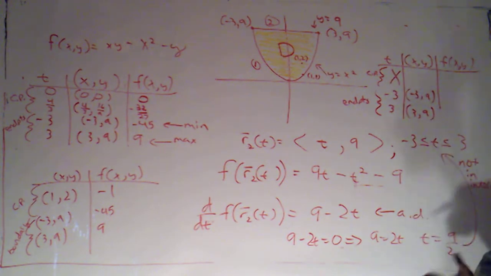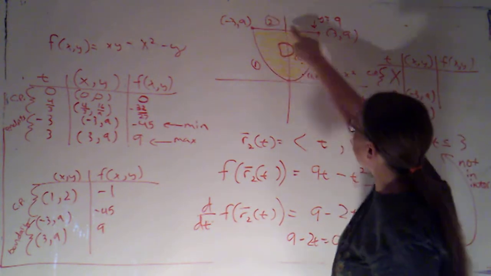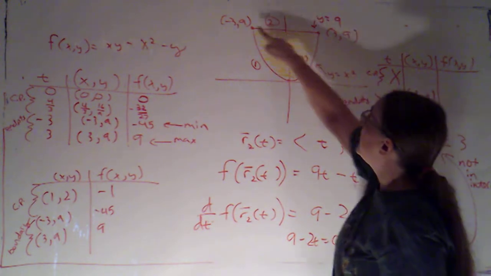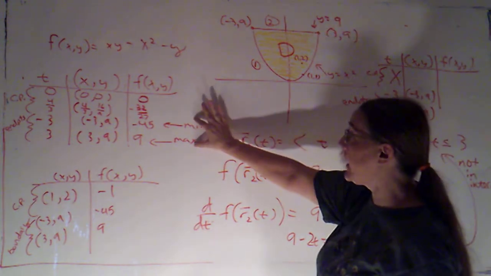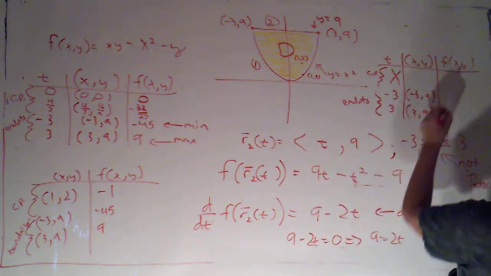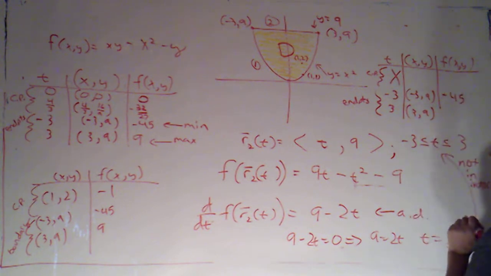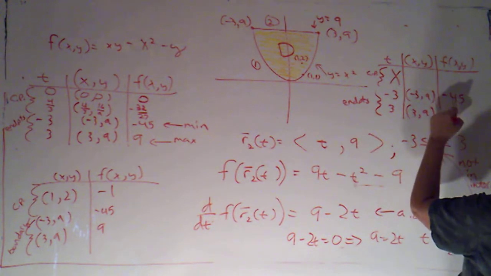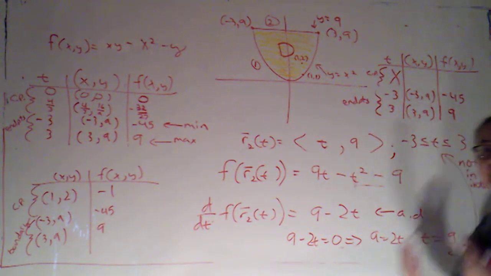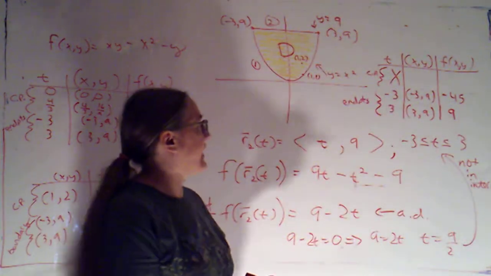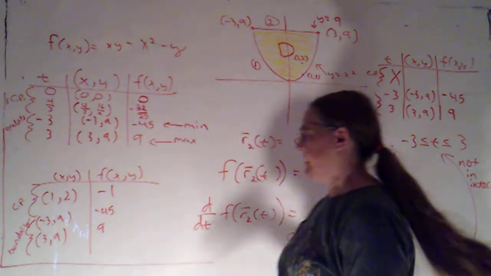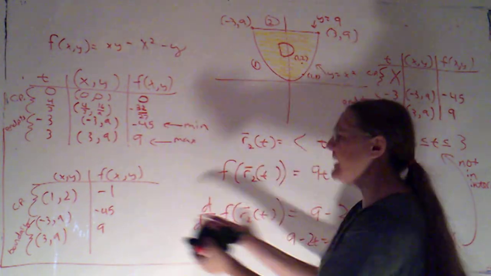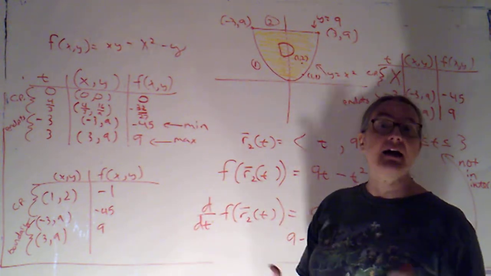And one thing that's nice is the endpoints for this section of the boundary coincide with the endpoints for the other section of the boundary. So we've already plugged in. I know at negative 3, 9, I get negative 45, and at positive 3, 9, I get 9. So I don't have to do that work again. Okay. These points, I want to make sure they're on my master list. They're already there, so I don't need to write them again.